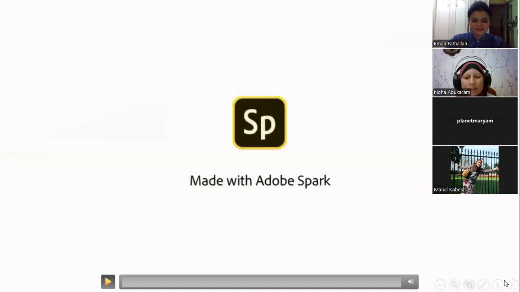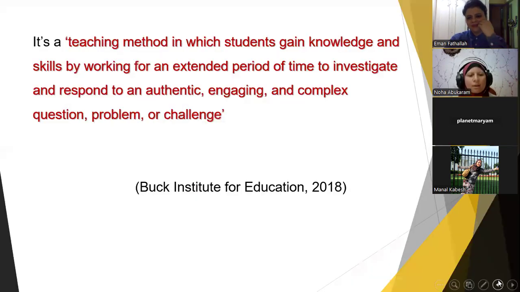So if we go back to the definition of the Buck Institute for Education and reflect on what we've just seen, we'll find that Janet, with her students, used a teaching method in which students gain knowledge and skills by working for an extended period of time to investigate and respond to an authentic, engaging, and complex question, problem, or challenge. So here, the definition is just a perfect reflection of her practice with her students.